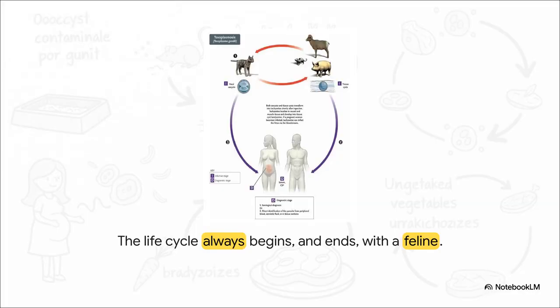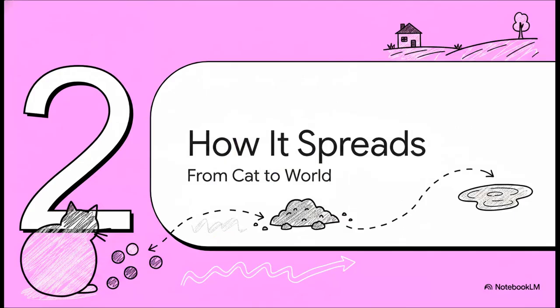And this diagram just lays it all out perfectly. You can see the cat right there at the very top of the cycle. Everything starts from the cat, and ultimately everything is trying to get back to a cat. Think of it like the parasite's headquarters and the finish line of its incredible journey, all rolled into one. So, the parasite has reproduced inside the cat. Now what? How in the world does it get out there to keep this whole cycle going?